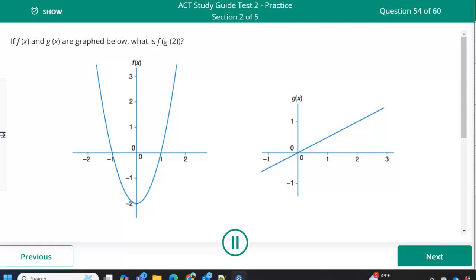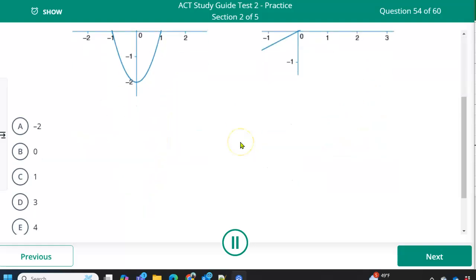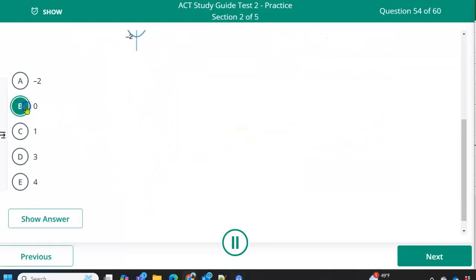Here is g over here. G of 2, it looks like it is 1. So then we come over here and say, well, what is f of 1? Well, f of 1 looks like 0. So I hope 0 is one of the answers.